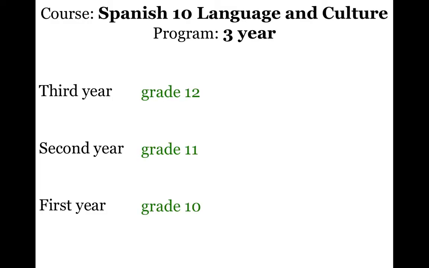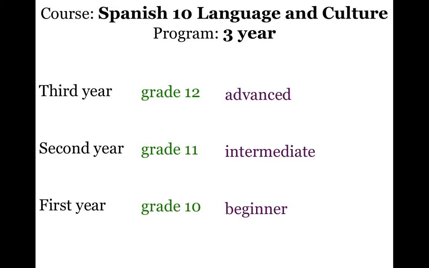Usually it coincides with grade 10, grade 11, and grade 12. It doesn't always, so if you're not in the level that corresponds to the program, don't even worry about it. I will go ahead and make sure that you're in the right level. But that's usually what it looks like. And of course, it goes from beginner, intermediate, and advanced. So you're right here in your first year, usually in grade 10 and at the beginner level.